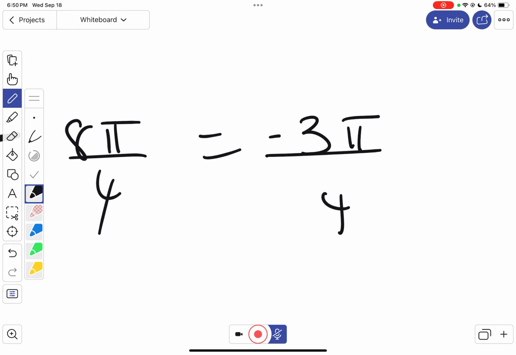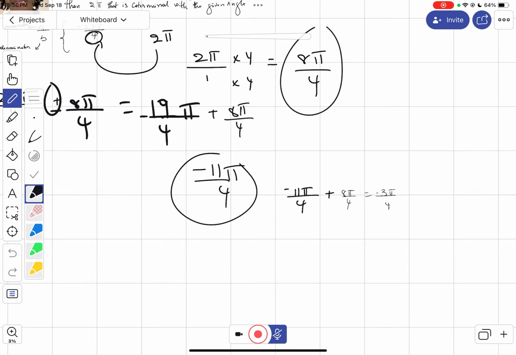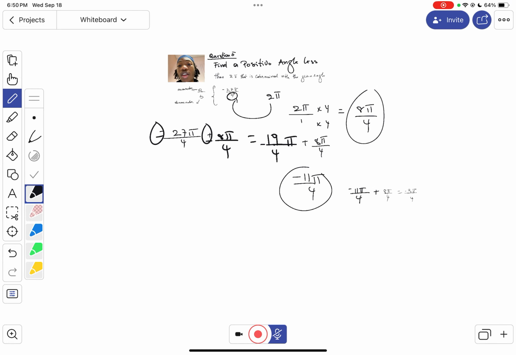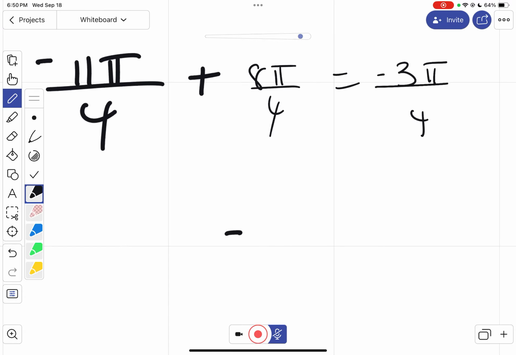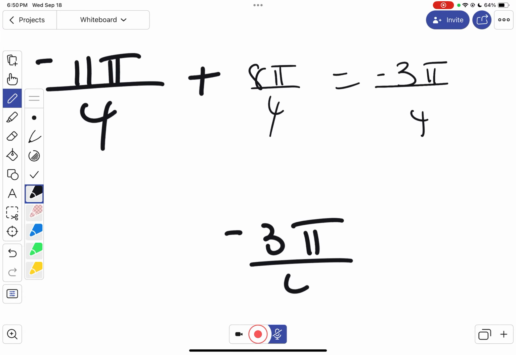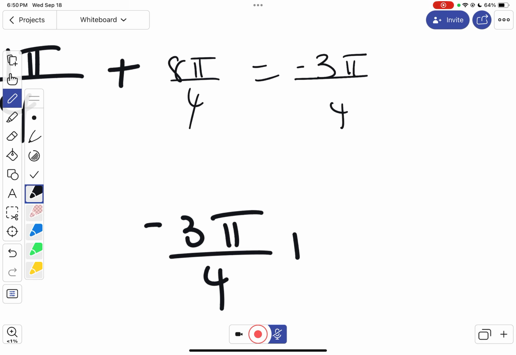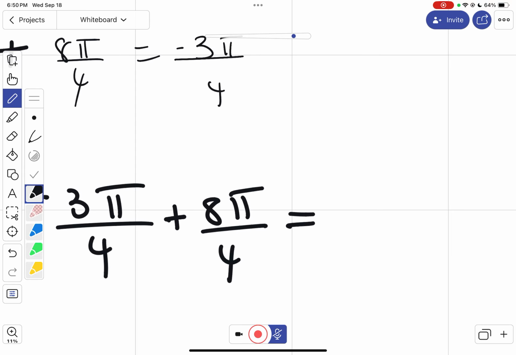Well, the number seems less than 2 pi because it's 3 over 4 and then we have 2 pi. But we still need to add the 8 pi over 4 again to make it positive. We're going to stop as soon as the number is positive. So we're going to take the negative 3 pi over 4, and then we're going to add this time our 8 pi over 4, which is going to be our last go. 8 minus 3 is equal to 5.